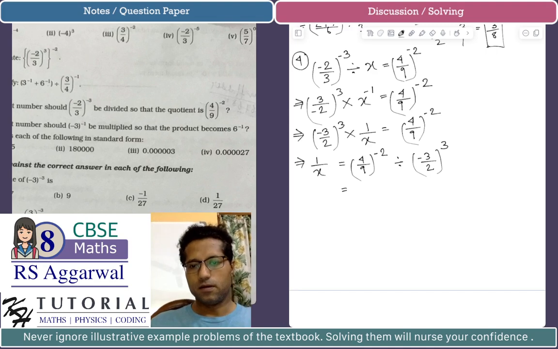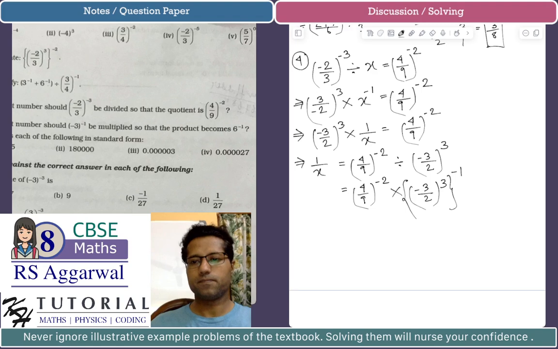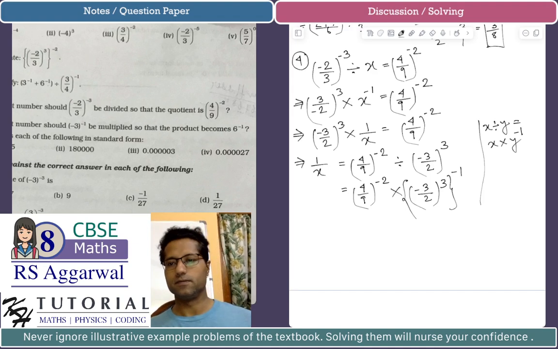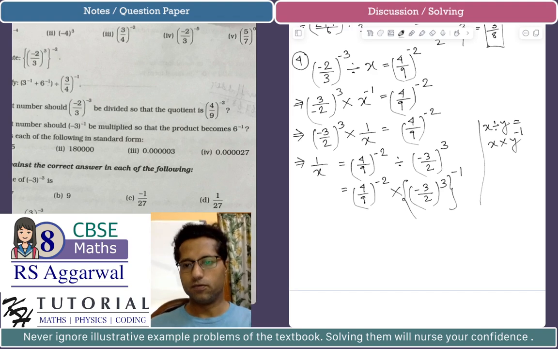4 by 9 raised to the power minus 2 multiplied by minus 3 by 2 whole raised to the power 3, this whole raised to the power minus 1, because we know that x divided by y is equal to x multiplied by y inverse, that is the multiplicative inverse of y. So the multiplicative inverse of minus 3 by 2 whole raised to the power 3 is, we have to raise the whole thing to another power of minus 1.